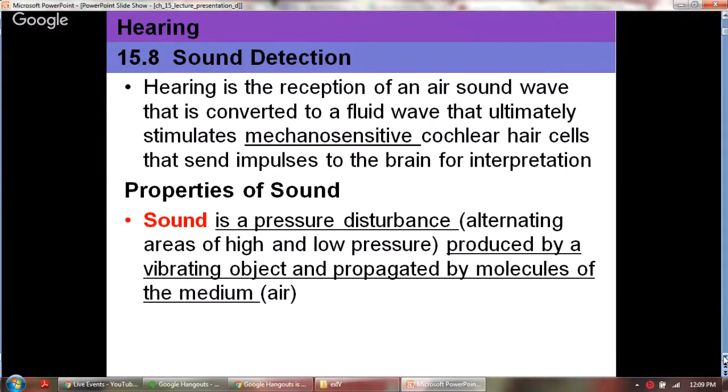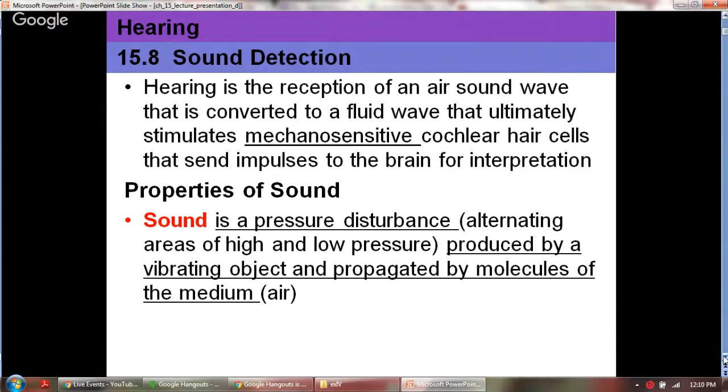Under the hearing, we have to discuss sound detection. Hearing is the reception of an air sound wave which converts to a fluid wave which ultimately stimulates the mechanosensitive cochlear hair cells and leads to sending impulses to the brain for interpretation. Before that, we have to learn some of the properties of sound.